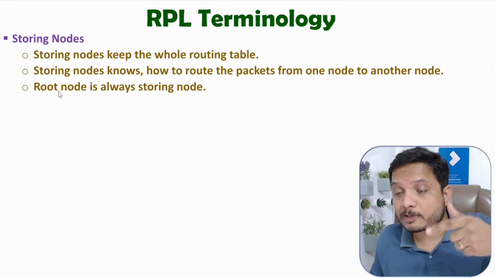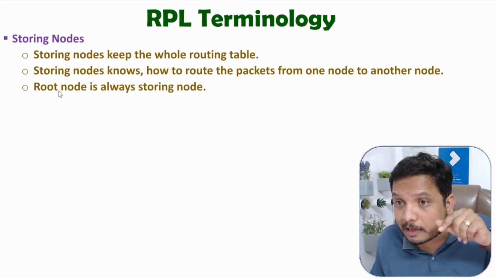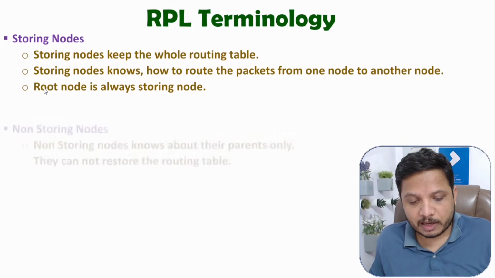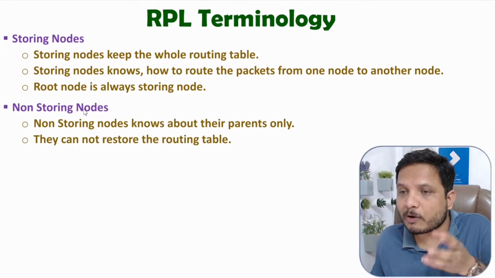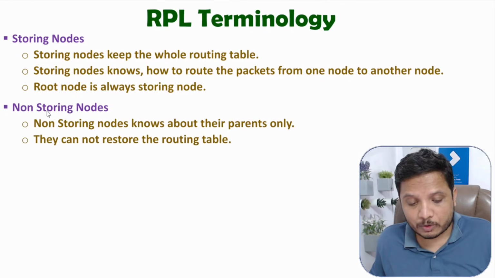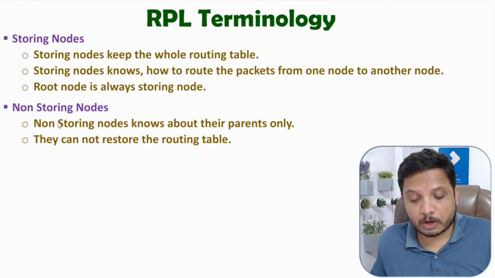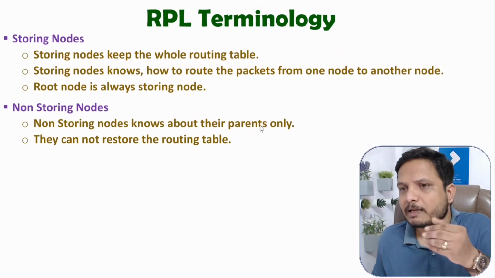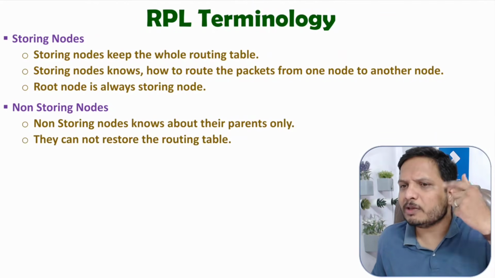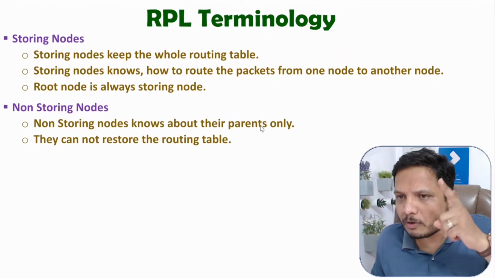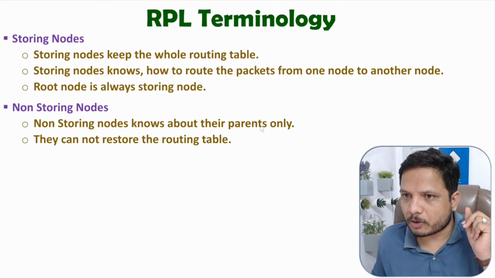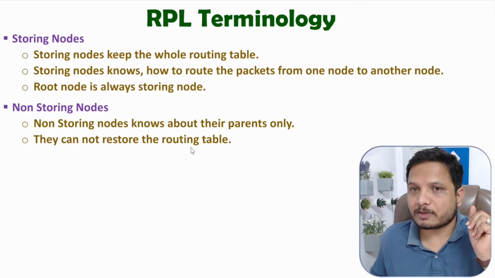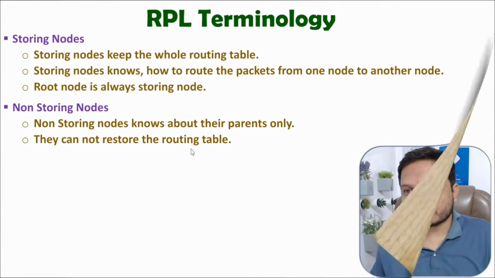But other nodes also have information about routing data or a routing table, so those are storing nodes. If nodes do not have data related to how routing will happen, then those are non-storing nodes. Non-storing nodes know about their parent only. They only know they have to send data to a particular node, that is their parent node, so they don't have a routing table. That is how the information is kept.